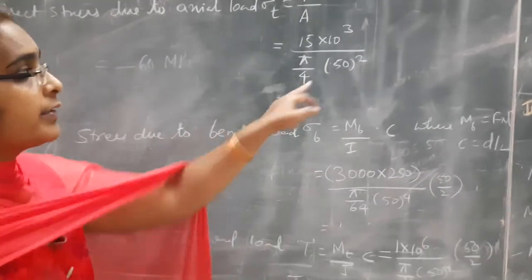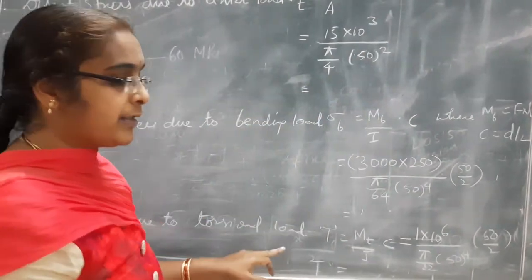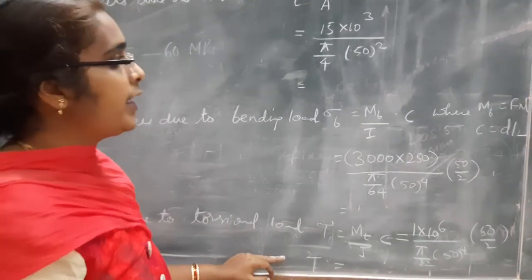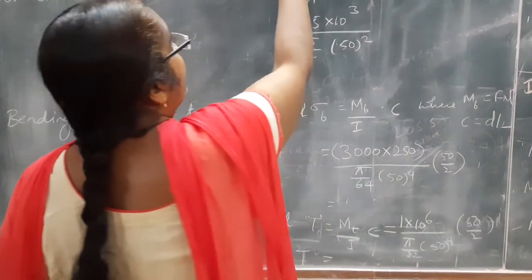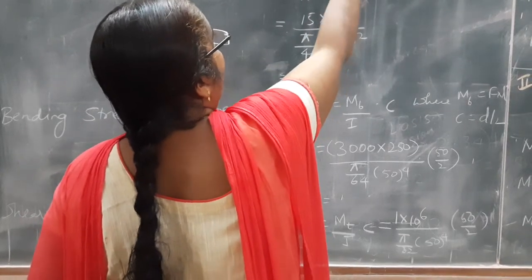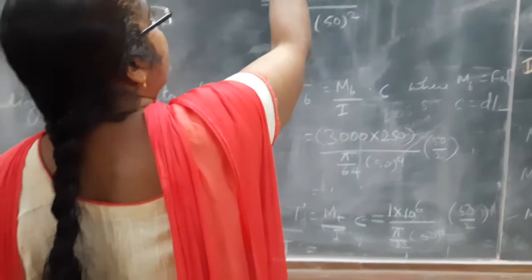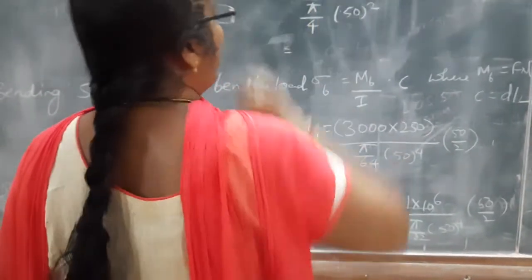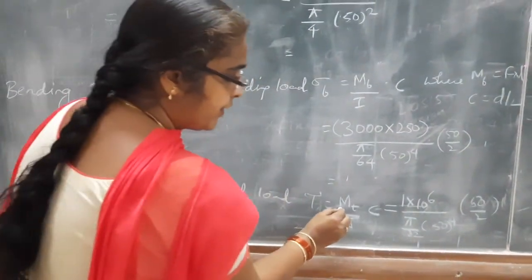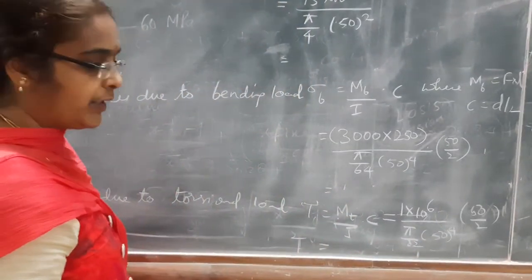Because we have substituted the value of diameter in mm, we have to substitute the torque also in newton mm. So it is kilo 10 raised to 3, meter is converted into mm, it is equal to 1000 mm. So 10 raised to 3 into 10 raised to 3 becomes 10 raised to 6 newton mm. So I substituted the value of torque as 1 into 10 raised to 6 newton mm.